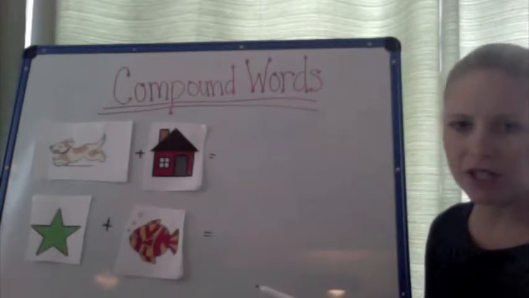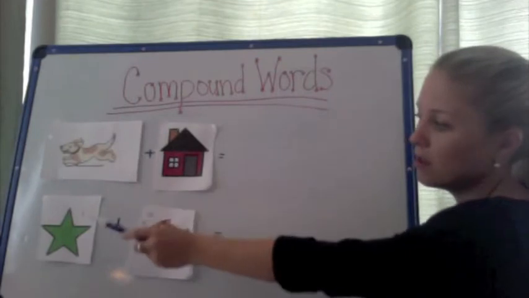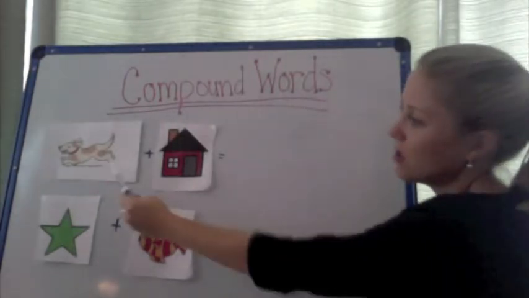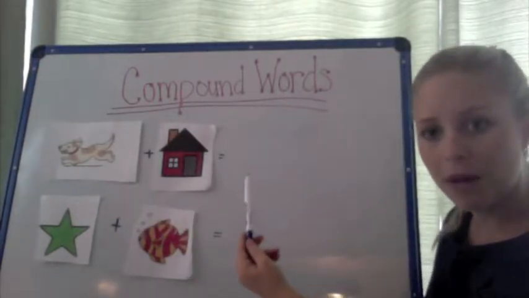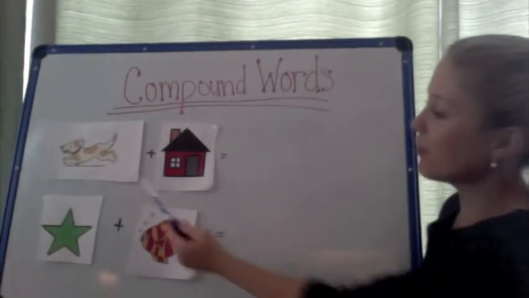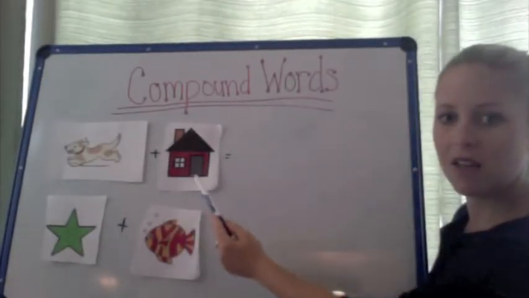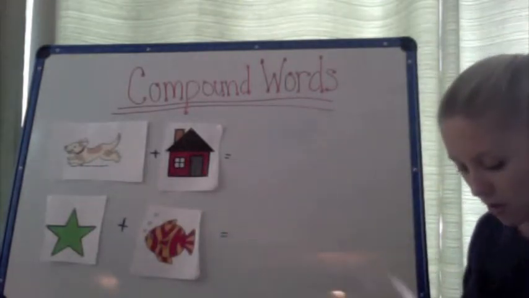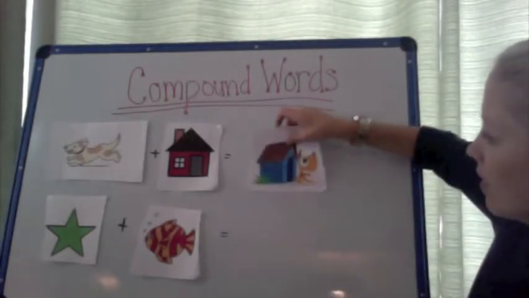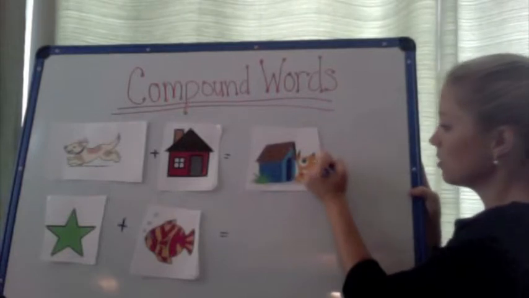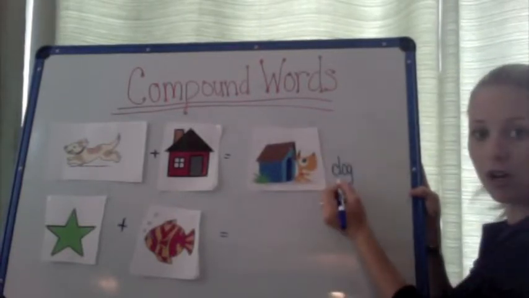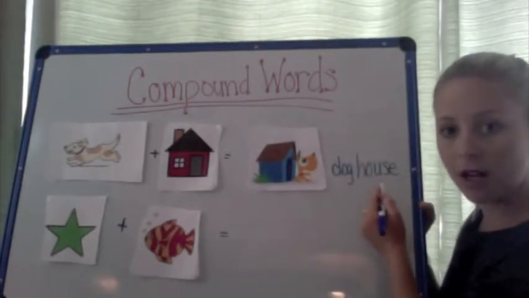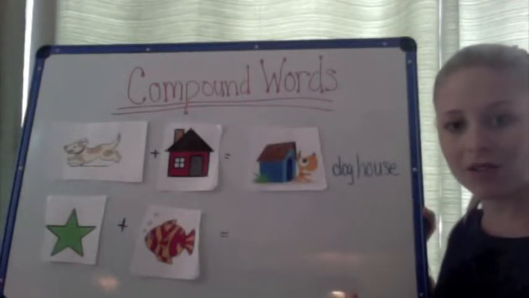We have a picture on the top row of a dog. Then we have a star, a house, and a fish. So we're going to put these two pictures together to come up and make a compound word. Let's think. This first picture is of a dog, and this is of a house. Dog, house. Put those two things together and you have a doghouse. Very good.